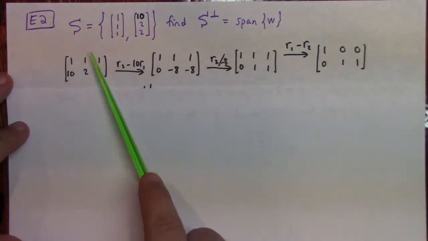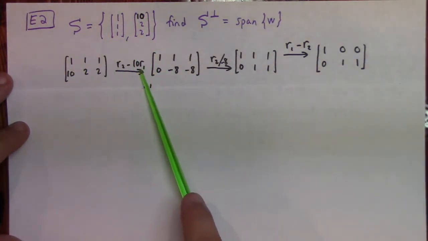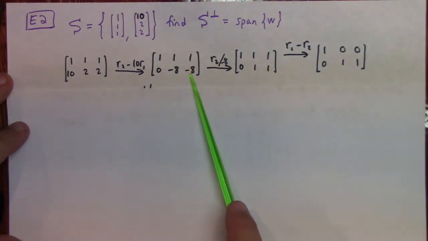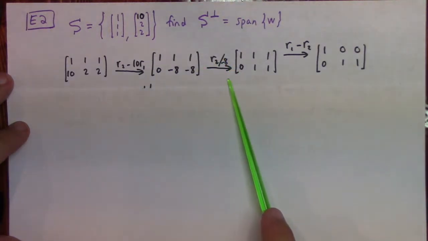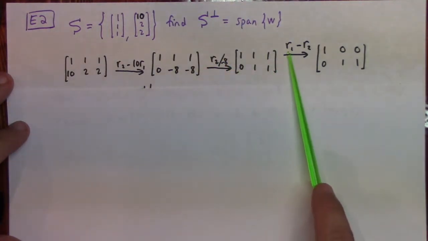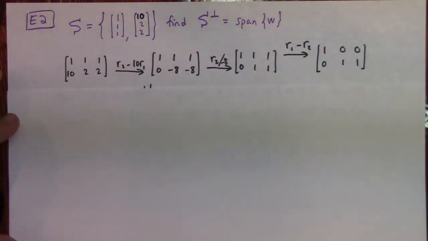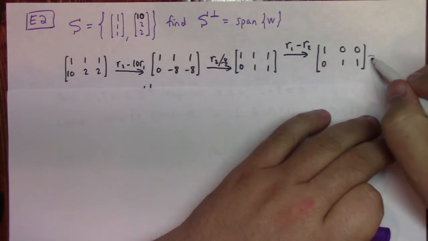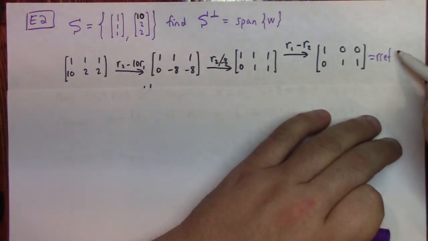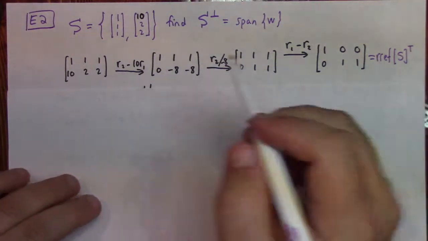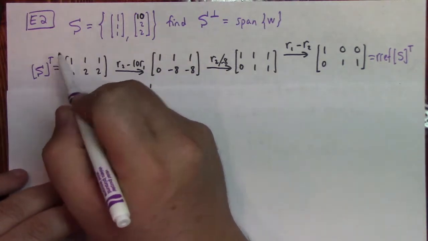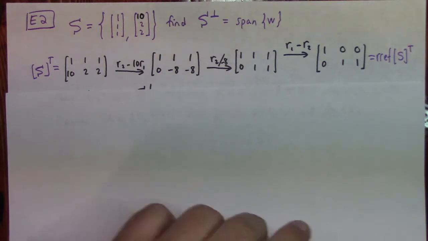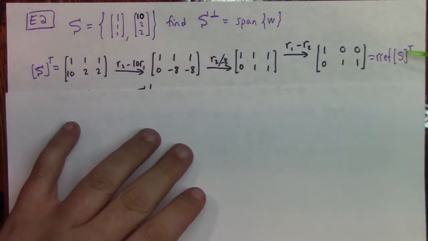Rows. So I subtract 10 times row 1 from row 2. That gives me this. Then I want to get rid of this minus 8, so I divide row 2 by minus 8, which is just like rescaling an equation. That's allowed. And then row 1 minus row 2 gets me to here. That, again, is the reduced row echelon form of the transpose of the matrix. This is the S matrix transposed.